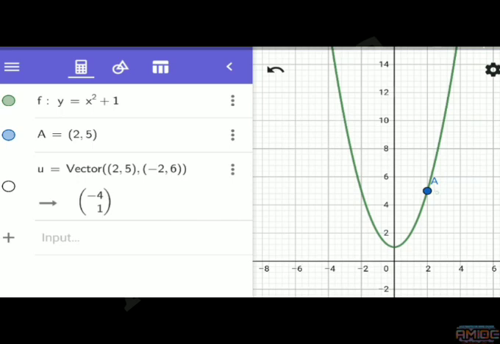The gradient vector is given by minus 4i plus j, and if we sketch the vector at 2,5, it looks like this form and it is orthogonal to this level curve.